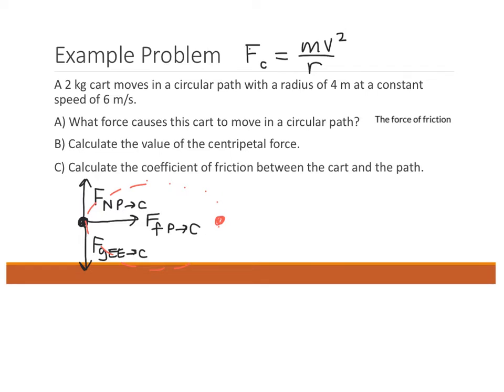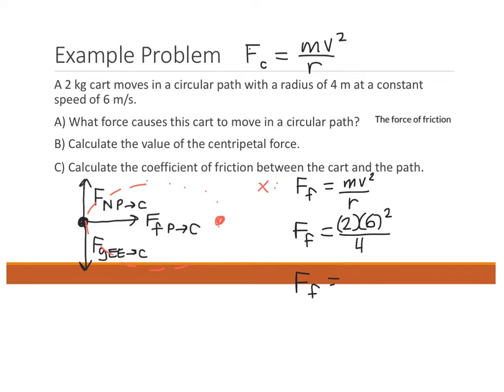Next, it says calculate the value of the centripetal force. This would be very much like saying last chapter, calculate the value of the net force. If we were to write a net force equation for the x-axis for this cart, it would be force of friction equals mv squared over r. So to calculate the value of the force of friction, which is the centripetal force, because there's only one force in the x direction, we would take the mass of the cart, which is 2, and multiply it by the velocity of the cart, which is 6 squared. We divide that by the radius of the circle, which is 4, and we just calculate a value for that force of friction.